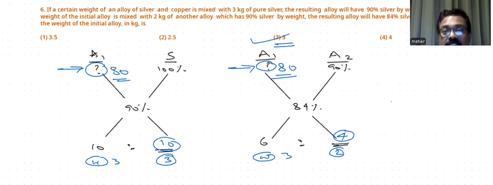Smart acts will help you to solve so many problems quickly, smartly, and without any calculation hazard. Next.